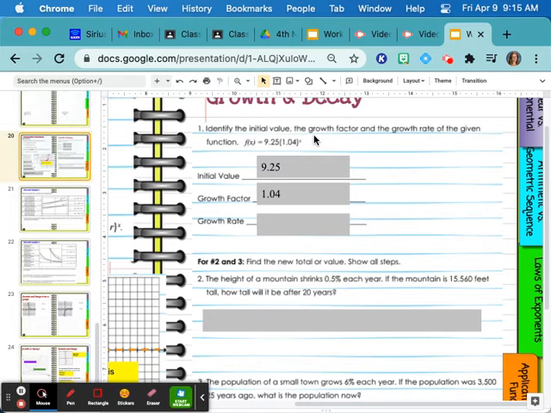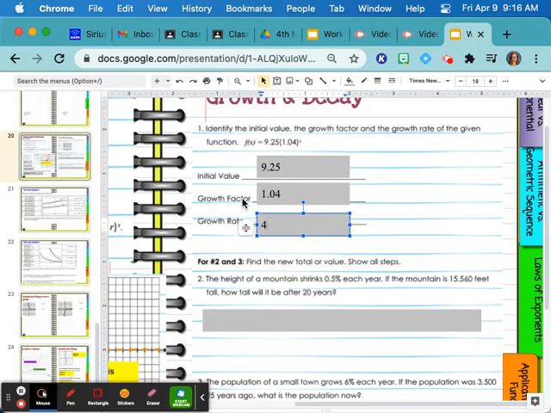Identify the initial value, the growth factor and growth rate given the function f of x equals 9.25 times 1.04 raised to the x value. So our initial value is 9.25. Our growth factor is 1.04. So what is the rate? 4%. Yep, 4%, which is also written as 0.04. I want you to write both of those in there.